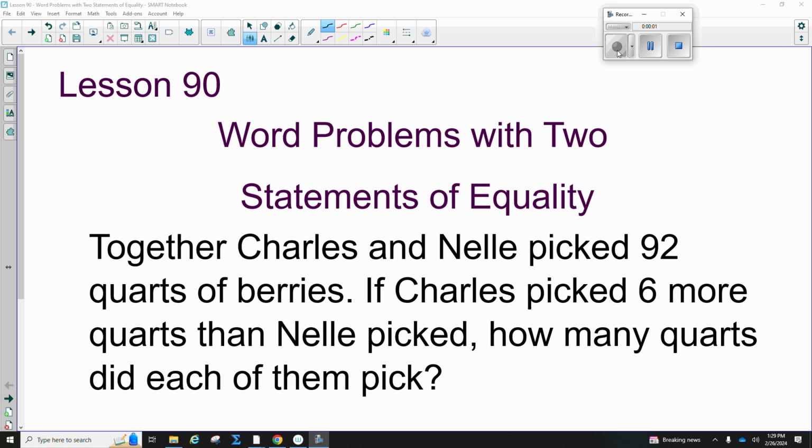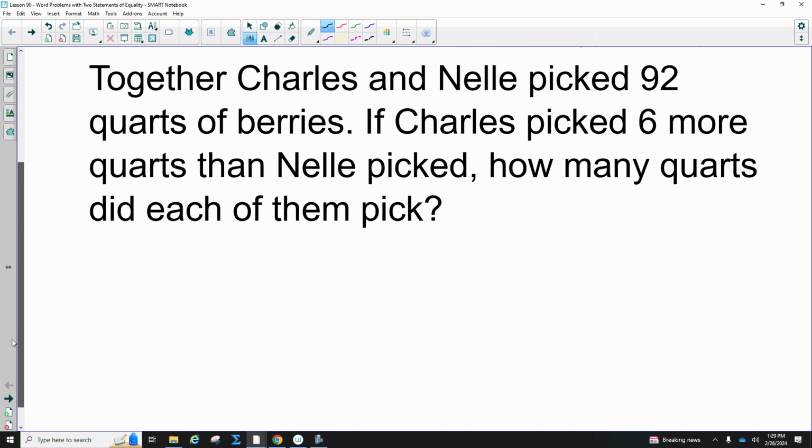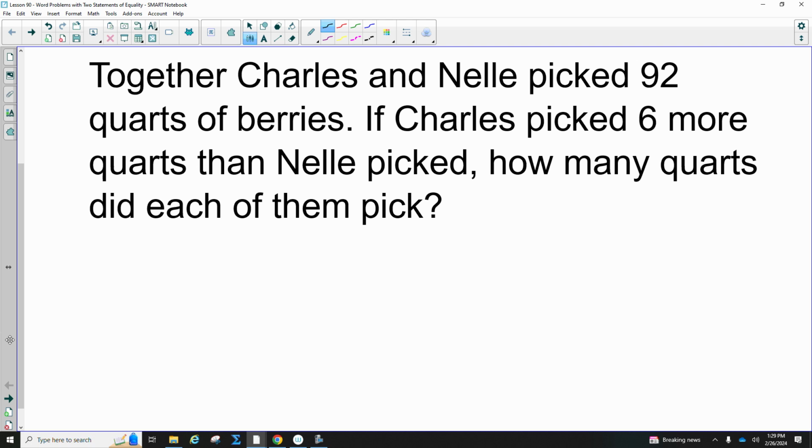Less than 90. All right, word problems with two statements of equality. We've basically done these. You could probably do this one by yourself, but let's do it together. Together, Charles and Nell picked 92 quarts of berries. If Charles picked 6 more quarts than Nell picked, how many quarts did each of them pick?